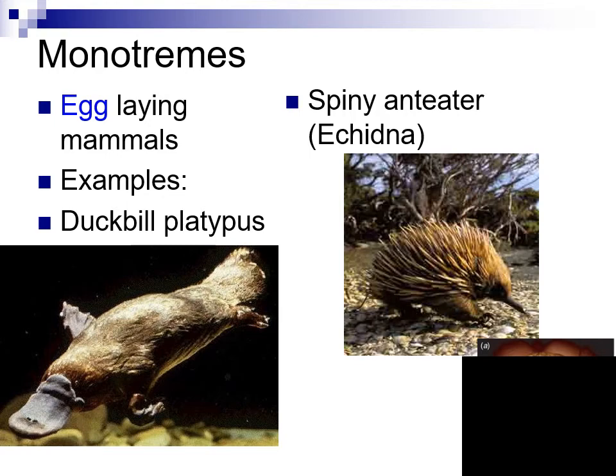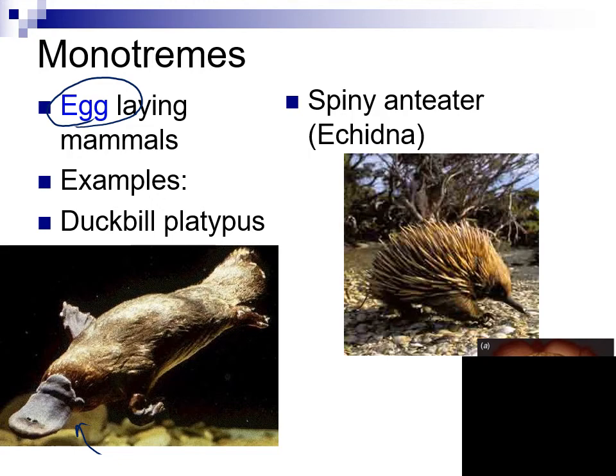It has hair, it has mammary glands, so it's in this group, but it's interesting because it lays an egg, okay? Which means that the embryo is developing outside the body of the female. So that's kind of interesting. And then it also has a bill, which makes it look a little bit like a duck. So that's one example of the monotreme.